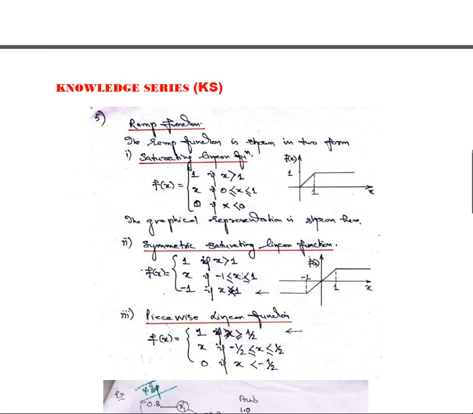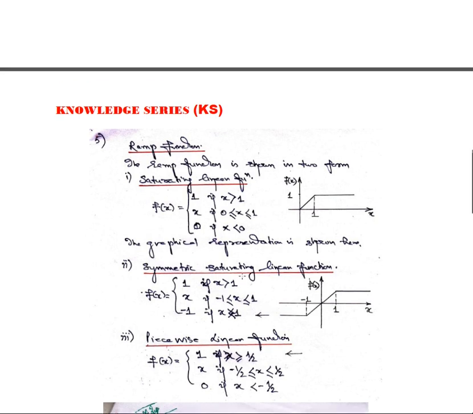Now we go to the next function, the ramp function. If you look at the ramp functions, there are three categories: the saturation linear function, the symmetric saturation linear function, and the piecewise linear function.